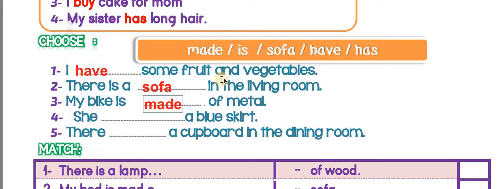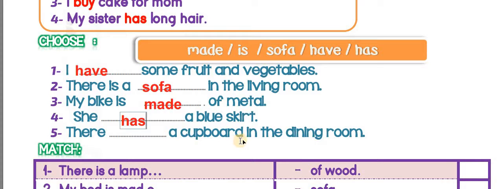I have some fruit and vegetables. There is a sofa in the living room. My bike is made of metal. She has a blue skirt. She has هي عندها blue skirt جيبة زرقاء.